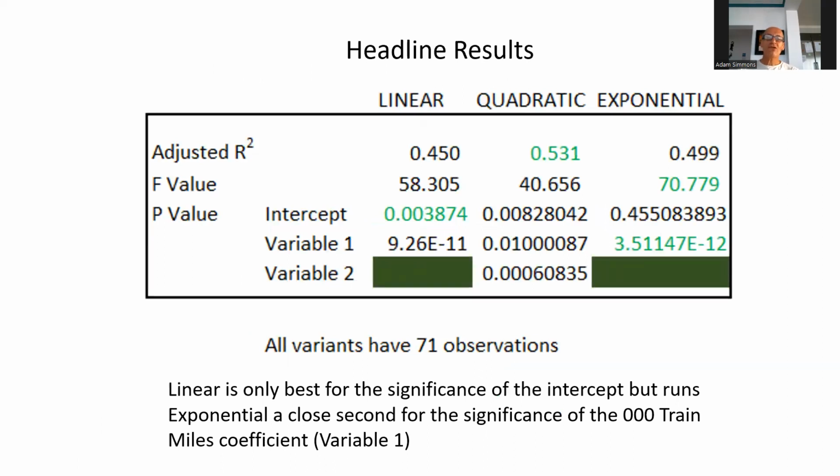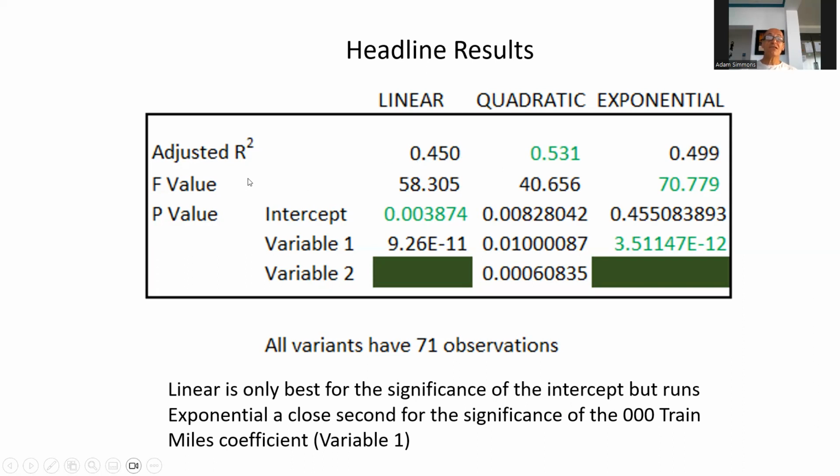So let's actually have a look at the headline results. What do we actually get? I've just picked 3 criteria here. So in terms of the adjusted R squared, the coefficient of determination, you can see that the quadratic is the best. Exponential is not too far behind. And linear is the least good.